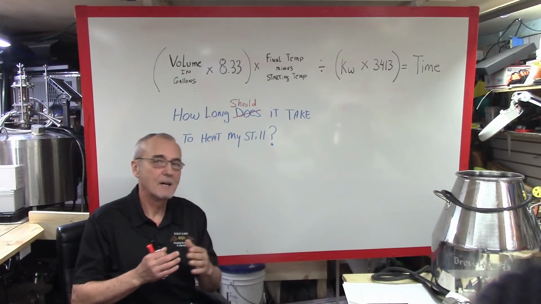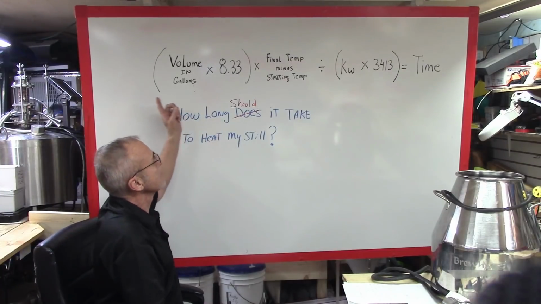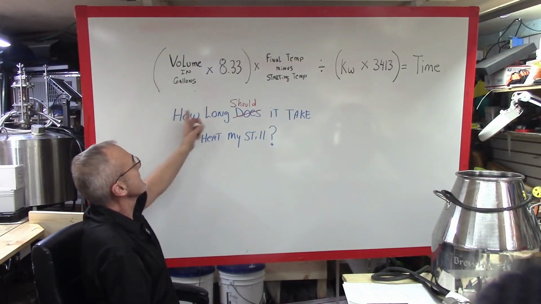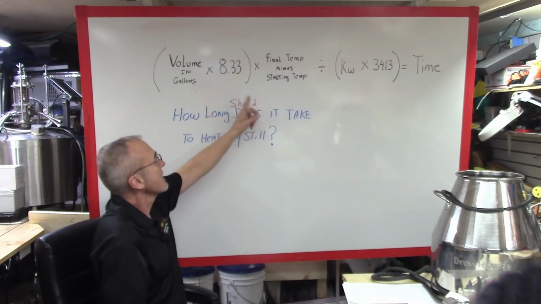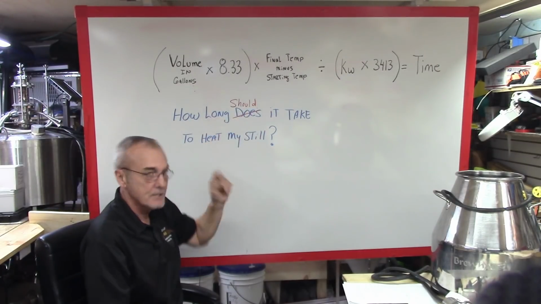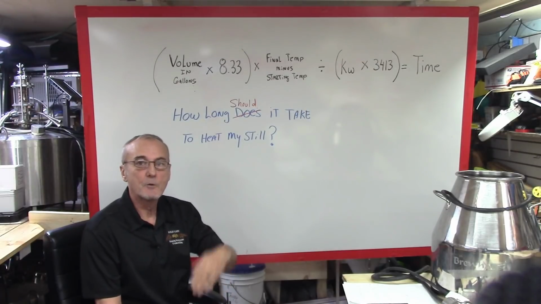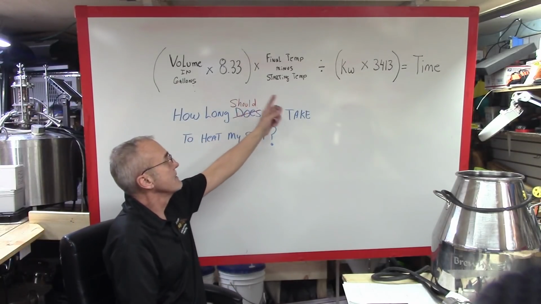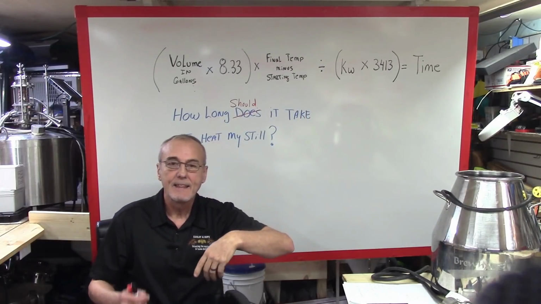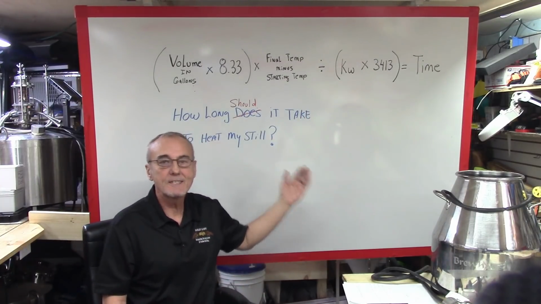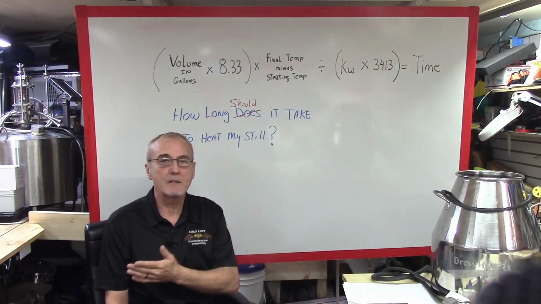And this is, of course, the formula I've written up here: volume in gallons times 8.33. You do that first, times final temp minus starting temp. And then the result of that is divided by kilowatts times 3413. That will equal the time it takes.